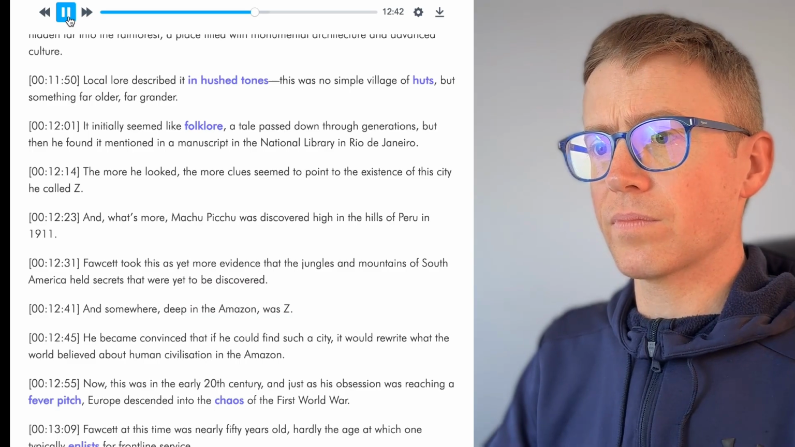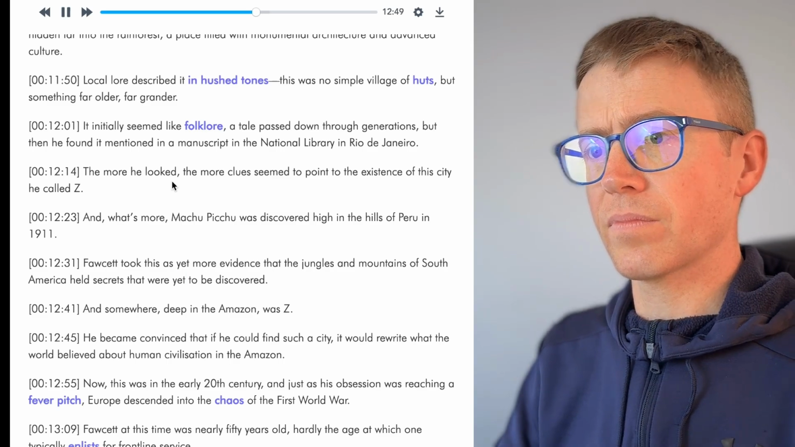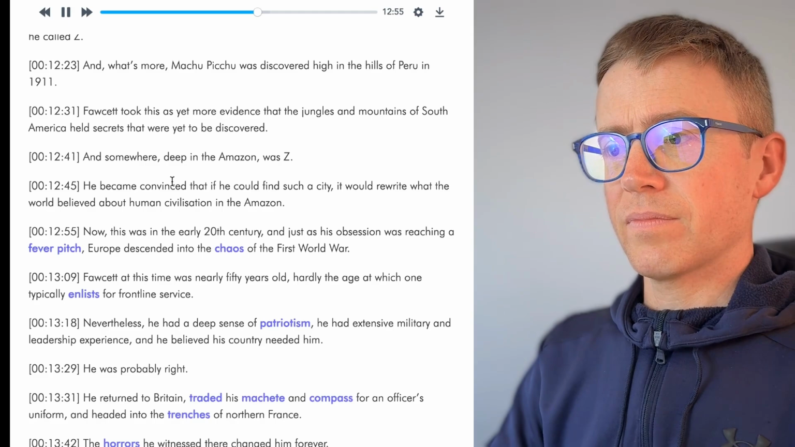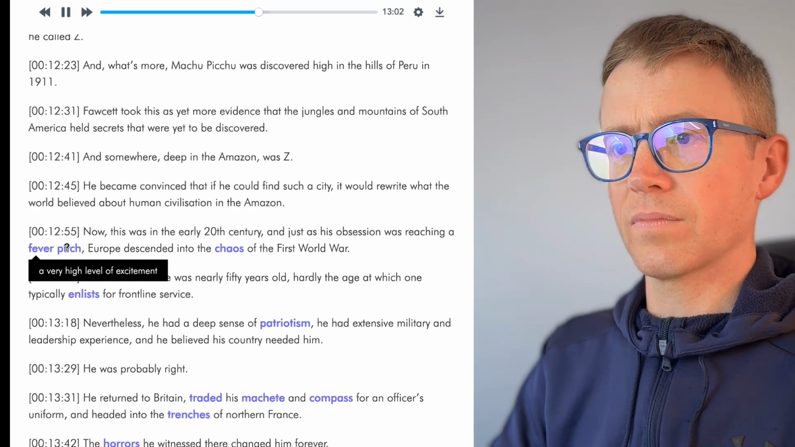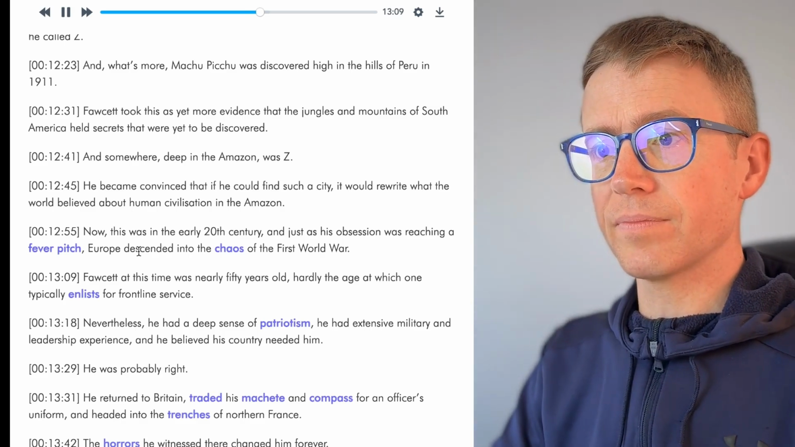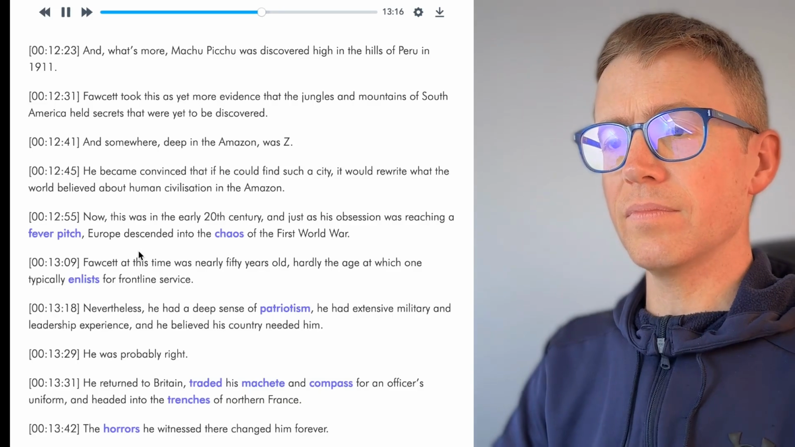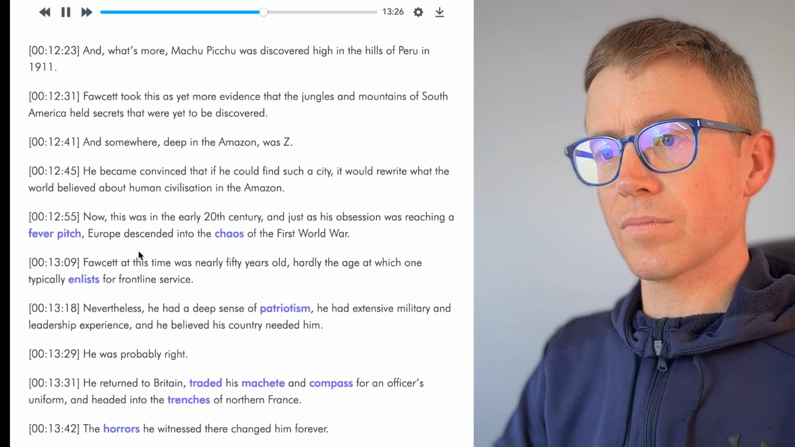And somewhere, deep in the Amazon, was Zed. He became convinced that if he could find such a city, it would rewrite what the world believed about human civilization in the Amazon. Now, this was in the early 20th century, and just as his obsession was reaching a fever pitch, Europe descended into the chaos of the First World War. Fawcett, at this time, was nearly 50 years old, hardly the age at which one typically enlists for frontline service. Nevertheless, he had a deep sense of patriotism, he had extensive military and leadership experience, and he believed his country needed him. He was probably right.